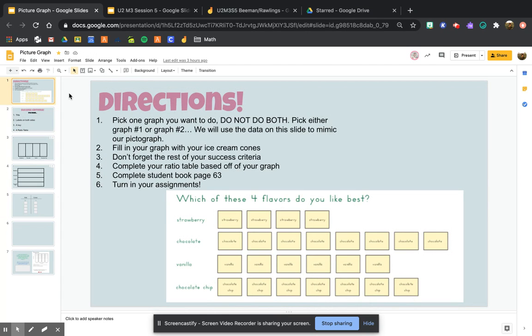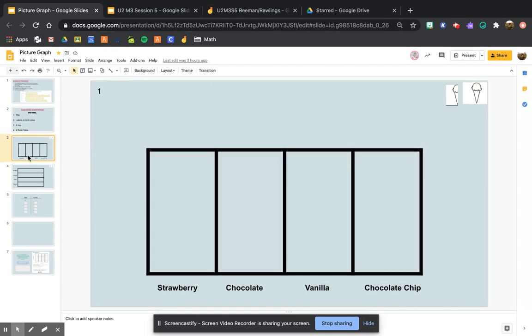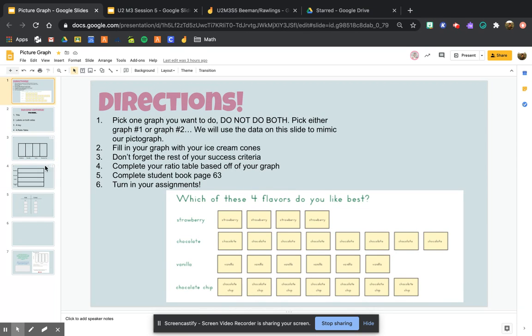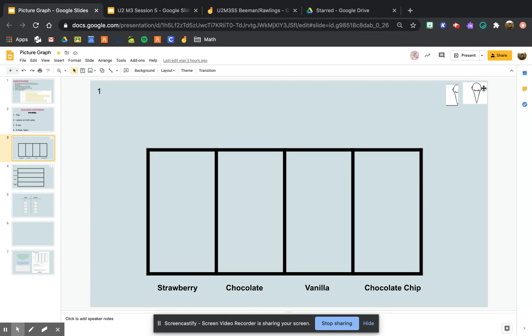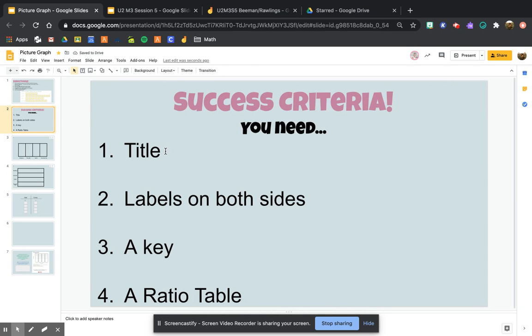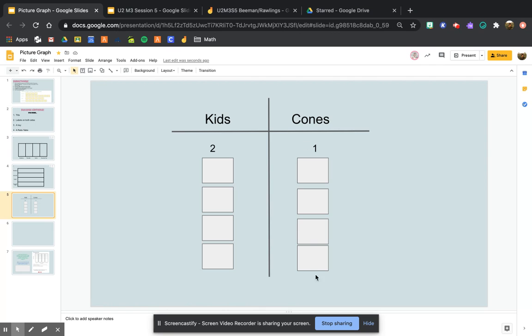So going back to our assignment, looking at our graphs, we have two different graphs. Based on our information from this graph, I'm able to drag our cones into the right label. So I already have my labels. Looking at our success criteria, you need your title. I already made the labels for you. You also need a key. And then on the last slide right here, you're going to do your ratio table. All right, it's your time to do this. Go ahead and click out of this and go into your next slideshow.